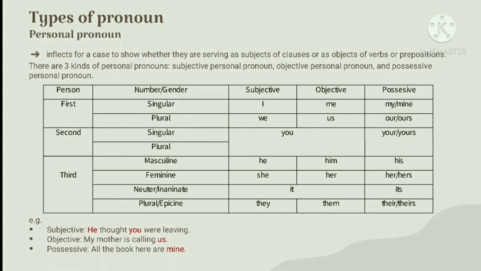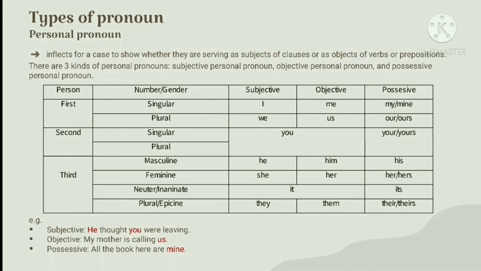For subjective personal pronoun: he thought you were leaving. So the words he and you here are subjective personal pronouns. And then objective personal pronoun: my mother is calling us. The word us here is an objective personal pronoun. And then possessive personal pronoun: all the books here are mine. So the word mine here is a possessive personal pronoun.